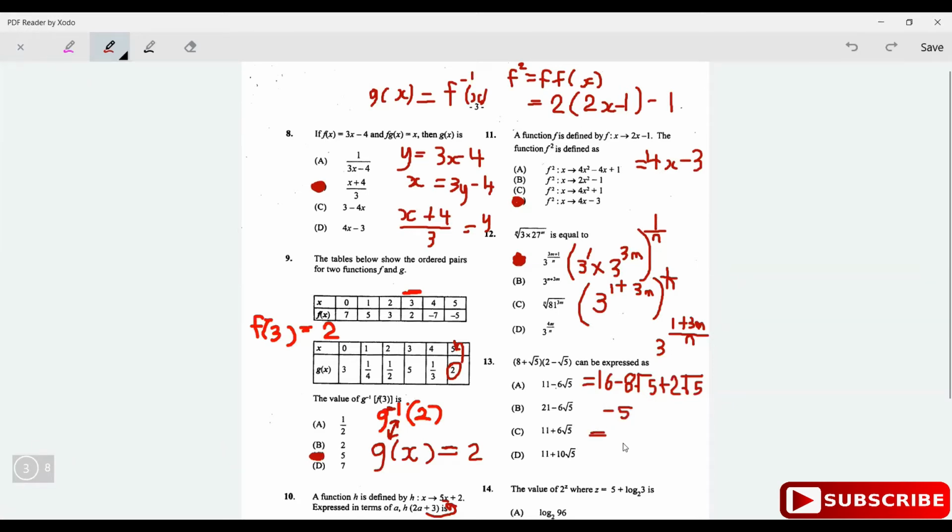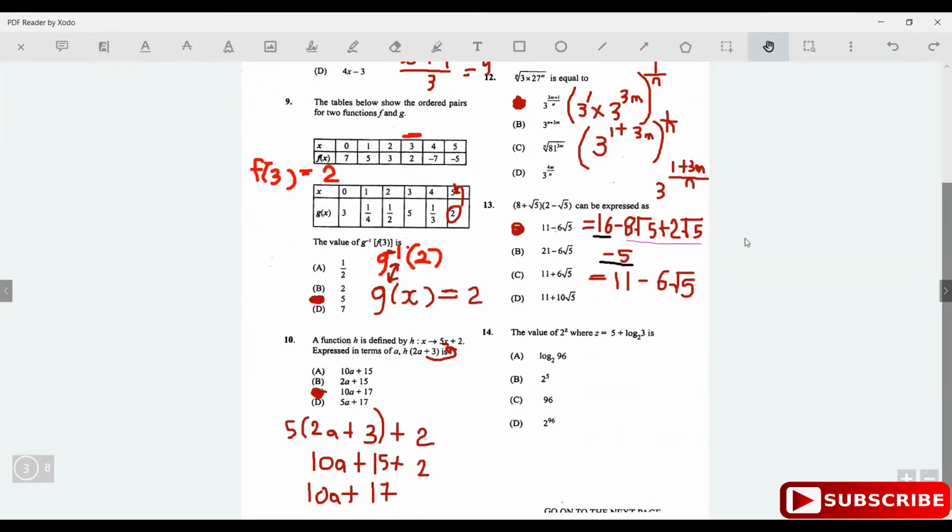Now, of course, you learned from CSEC math that you group like terms. So 16 minus 5, you group them and you get 11. Those are the two like terms. And minus 8 root 5 plus 2 root 5, minus 8 plus 2 is minus 6, so that becomes minus 6 root 5. So the final answer is 11 minus 6 root 5. Again, why? Because we group like terms. 16 and minus 5 are like terms, and minus 8 root 5 and plus 2 root 5 are the next like terms. Nice.